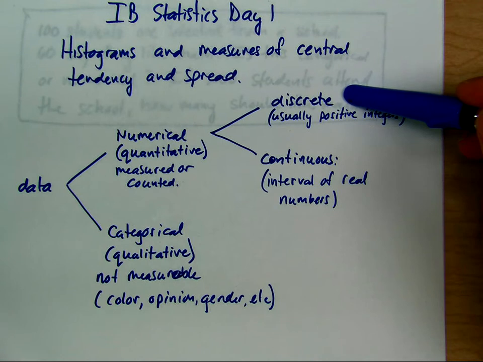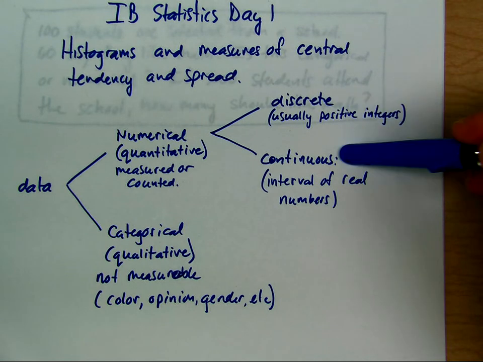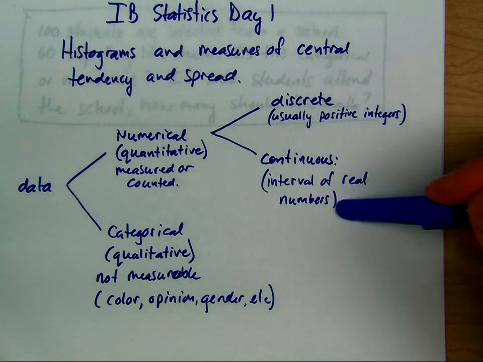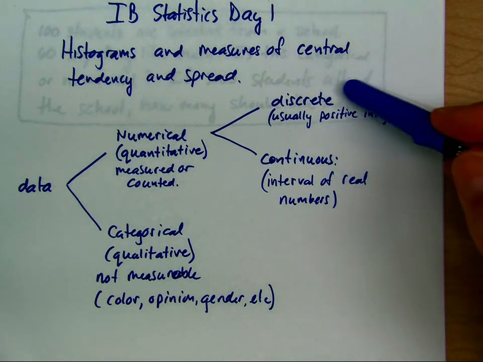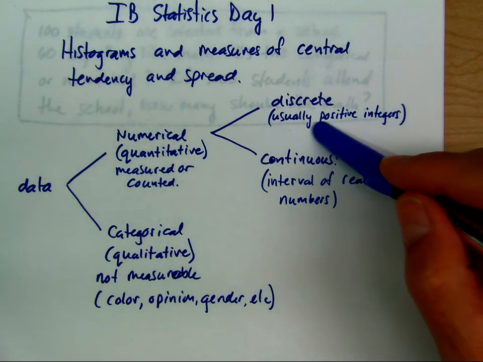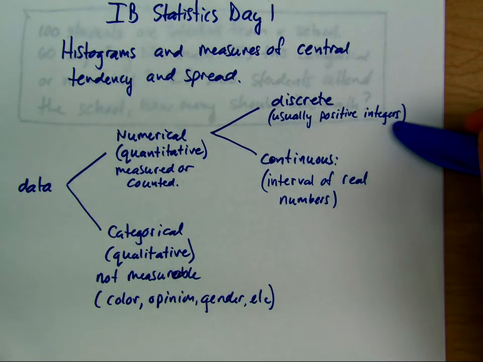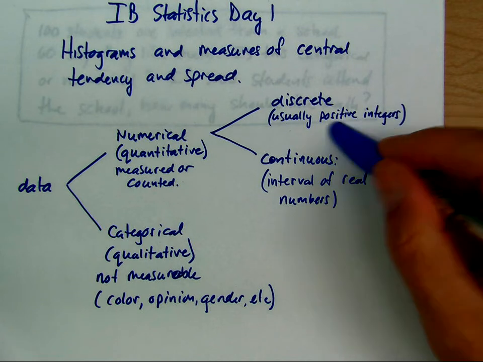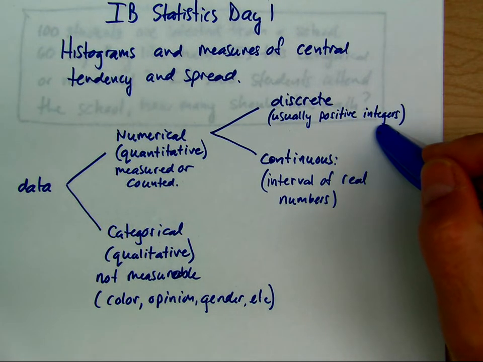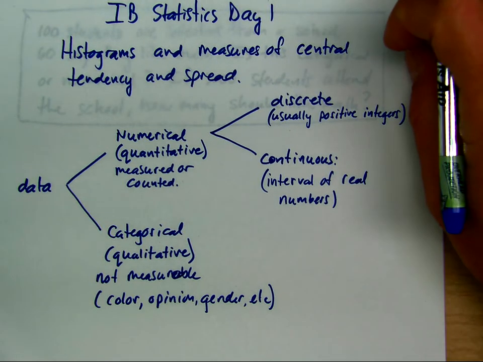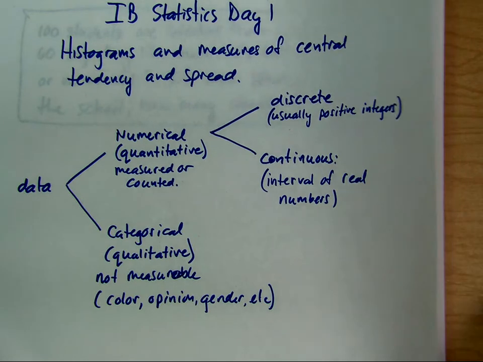Numerical data can be discrete or continuous. So continuous will be if you have an interval of real numbers. That means there are infinite possibilities within the interval. Discrete, there'll be a finite number of values in the interval, and often positive integers would be an example of discrete numerical data.